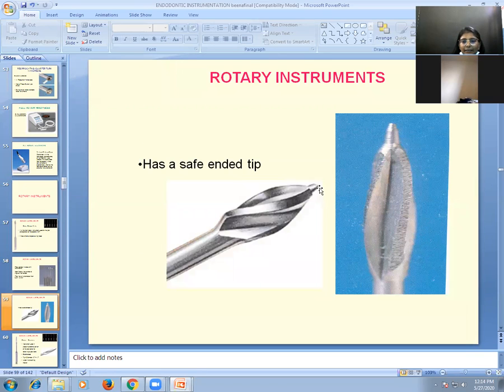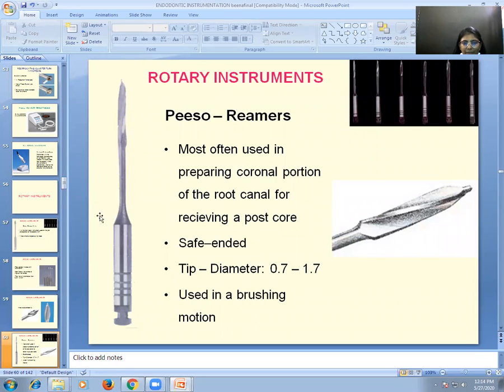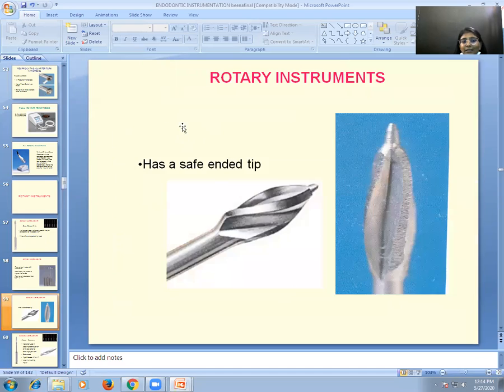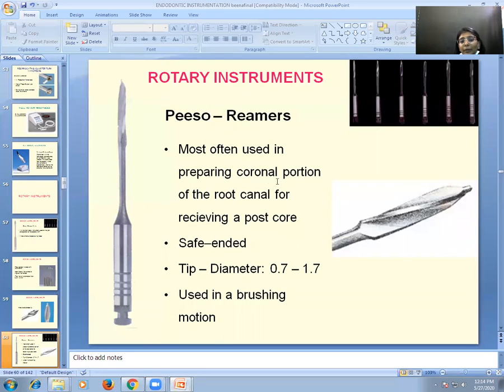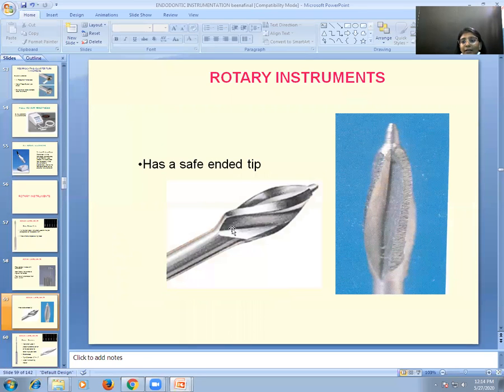Okay, see the closer look of the Gates Glidden. It has the safety tip at the end. This was the Gates Glidden and this is the Peeso reamer, which is most often used in preparing the coronal portion of the root canal, which receives the post and core. It is usually not used during the routine root canal procedure, but yes, the Gates Glidden is used for enlarging the orifice of the root canal.